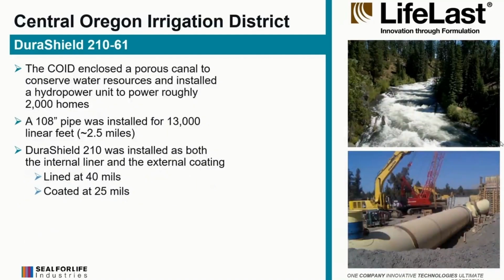Here's just another one, the Central Oregon Irrigation District, 108-inch diameter pipe installed for 13,000 feet, lined at 40 mils on the inside, simply because this is where it's transporting water. It's like a mini penstock, with rock, silt, and debris coming down the inside, so you want to make it a little bit thicker than the standard 25 mils that we have on the outside, which meets the AWWA C222.